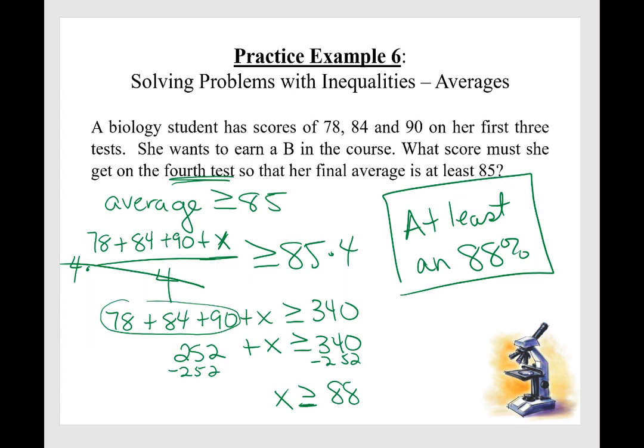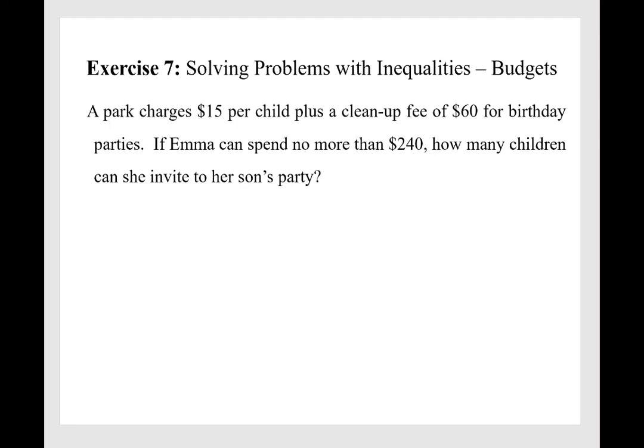All right, and the last example that's very common is a budget problem, and we discussed one of these back in section 2.6. So let's just practice a little bit more with budgeting. A park charges $15 per child plus a cleanup fee of $60 for birthday parties. And if you've ever thrown a birthday party for a kid, it's totally worth it to pay $60 to have somebody clean up after your children. So Emma can spend no more than $240, right? So she has to spend less than or equal to $240. That is her budget. She cannot go over $240.